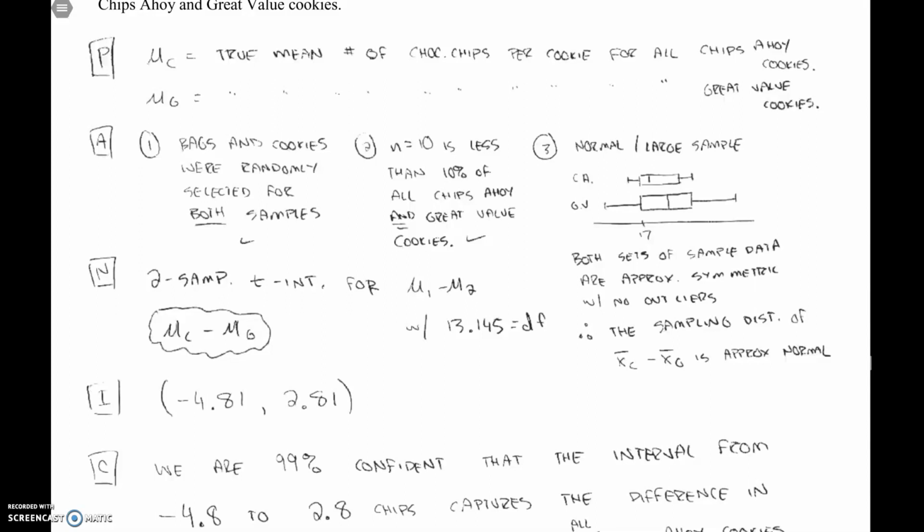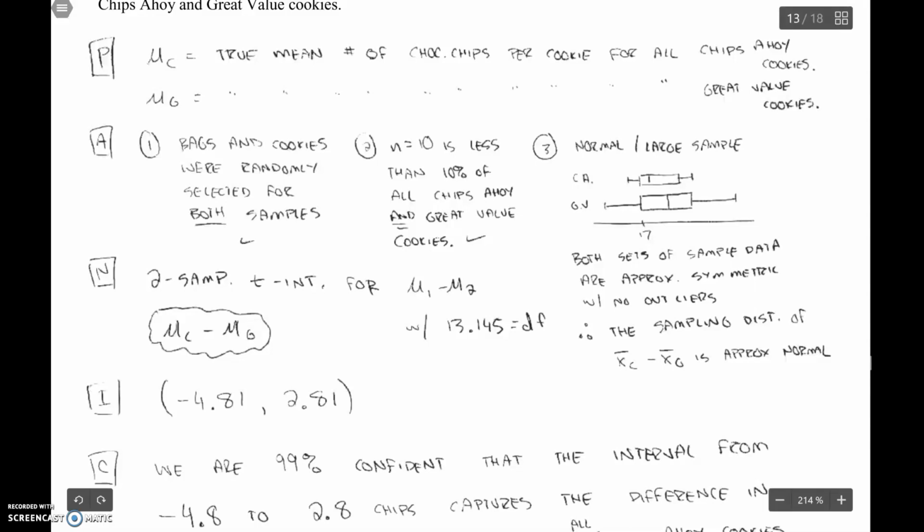Conditions and assumptions. One, the bags and cookies were randomly selected for both samples. Notice I'm commenting on both samples being random. You must do that. Two, n equals 10 is less than 10% of all Chips Ahoy and Great Value cookies. Again, I'm referencing both. Three, normal, large sample. We've got to check it for both.